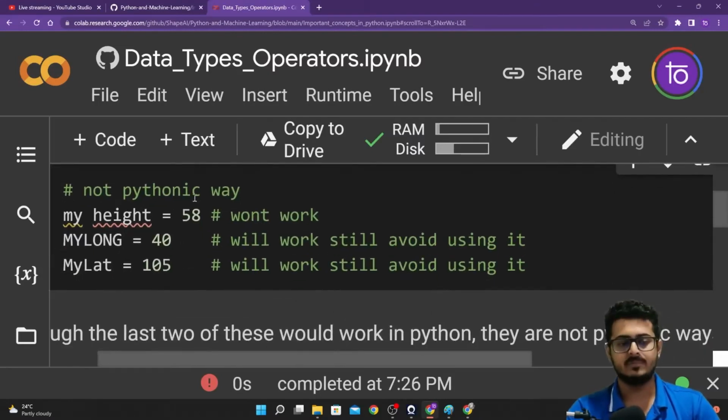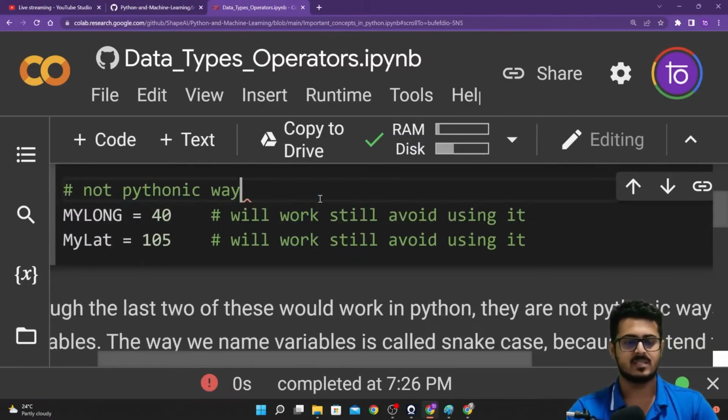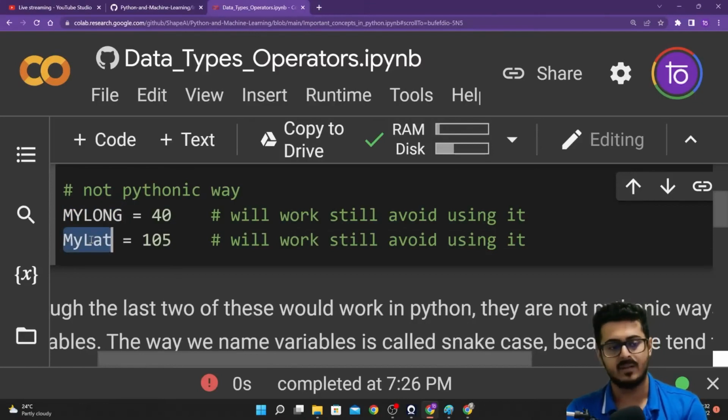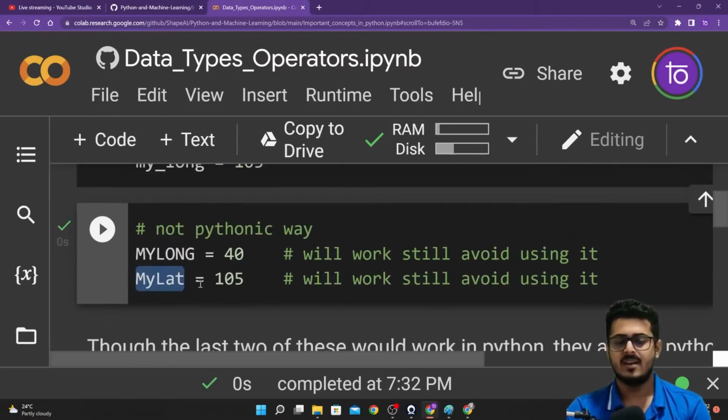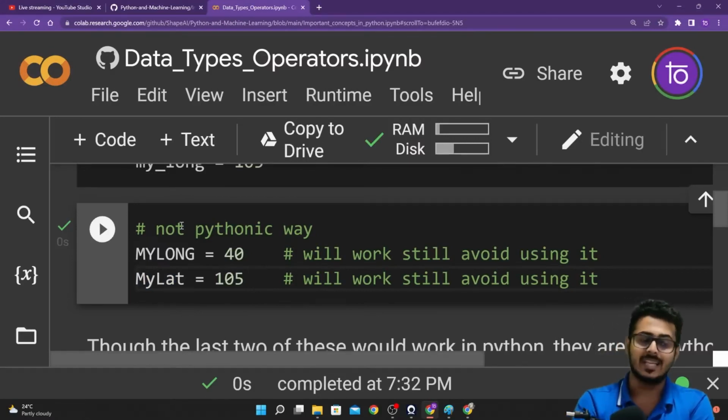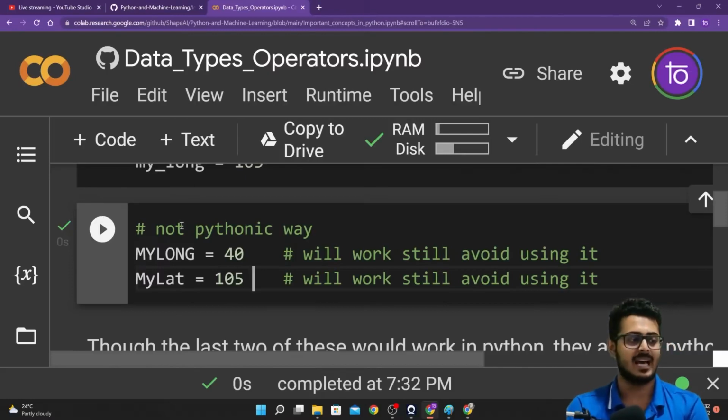The second is the non-Pythonic way of naming variables. Although this will work, for example all in capitals, MYLONG, or this is camel case, myLat, all of this will work. You will not get any kind of error. If I run this particular line of code, as you can see, I'm not getting any error. It is running perfectly. But this is not the Pythonic way of naming a variable. Anybody looking at your code will just understand that you are a noob, that you don't know how to name a simple Python variable.